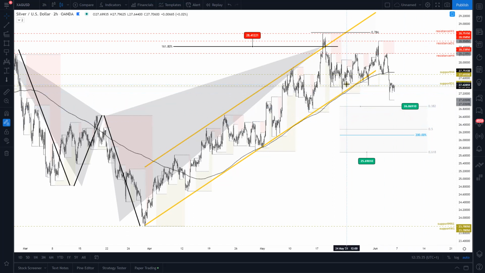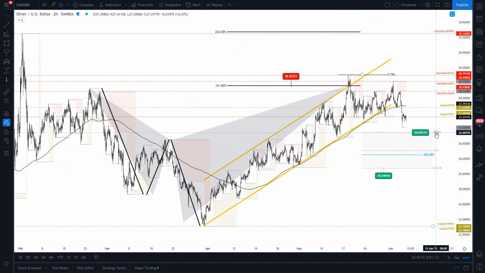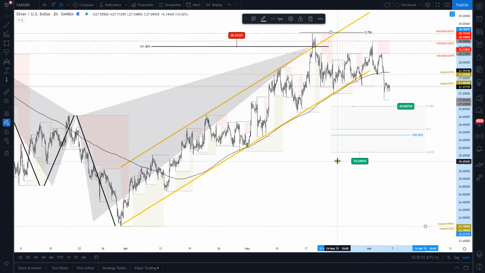And a retest of the highs, or at least one attempt to retest the previous structure highs, and it starts to fall again. So I maintain my default expectation to see at least a 38% Fibonacci retracement being reached for silver.